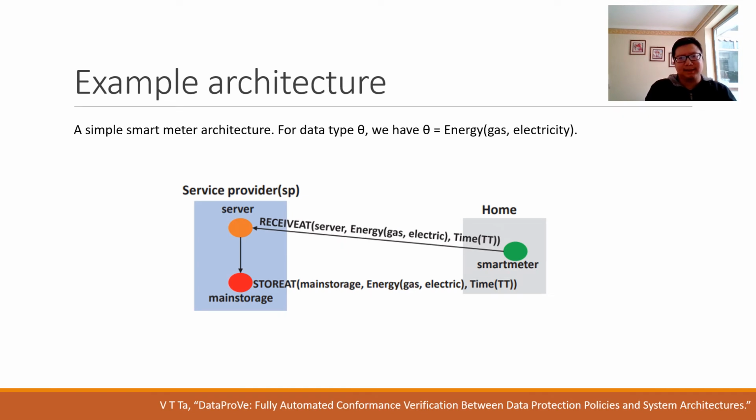Here we can see an example of a smart metering architecture with 5 entities and 2 actions. In this case, the server at the service provider's side can receive an energy record of gas and electric consumptions from a smart meter, which can then be centrally stored in the main storage.